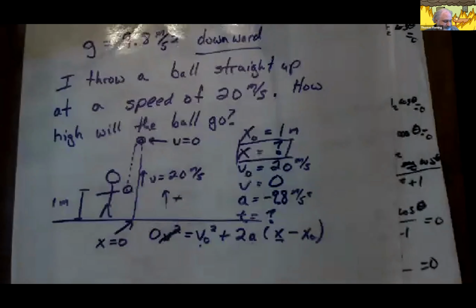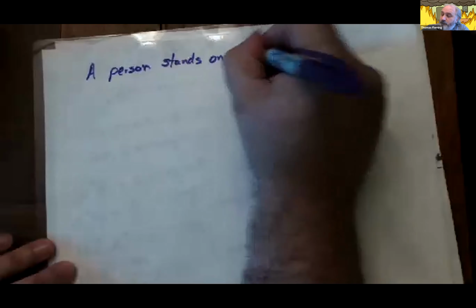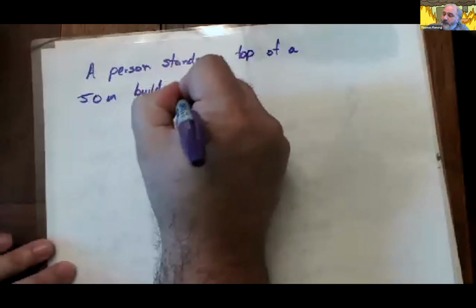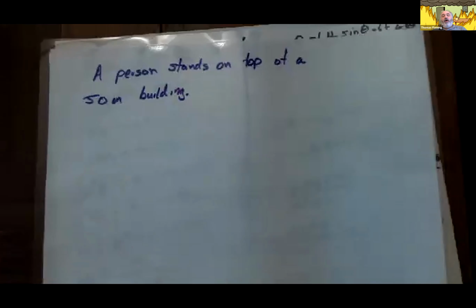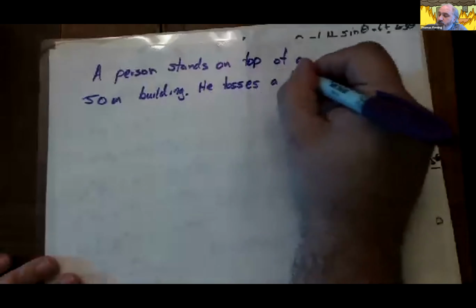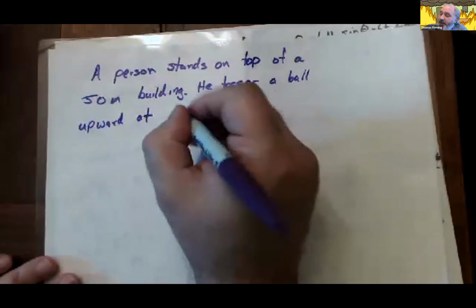Let's try a different one. Let's try, this one's still damp. Let's try, so I've got a dude standing on the top of a building. All right. And what he's going to do is he's going to reach out over the edge of the building and toss a ball straight up into the air at, let's say, 20 meters per second.